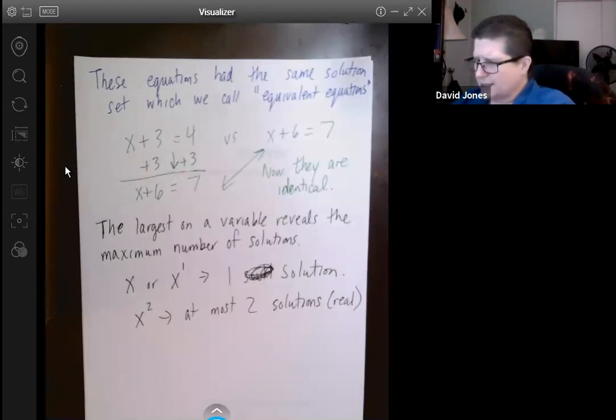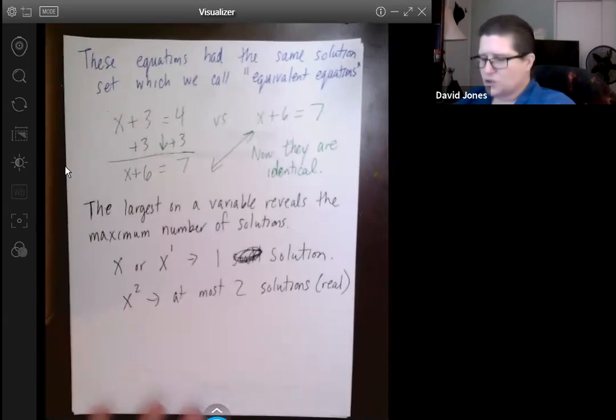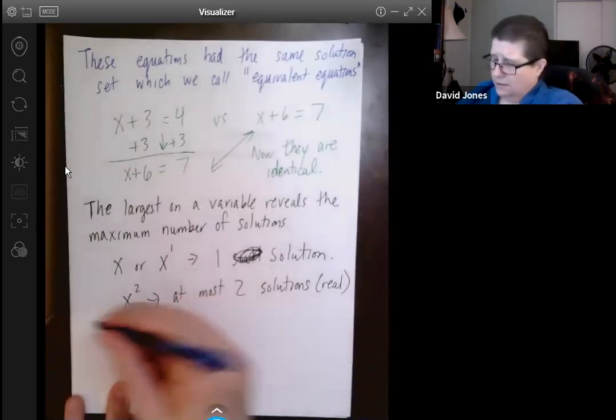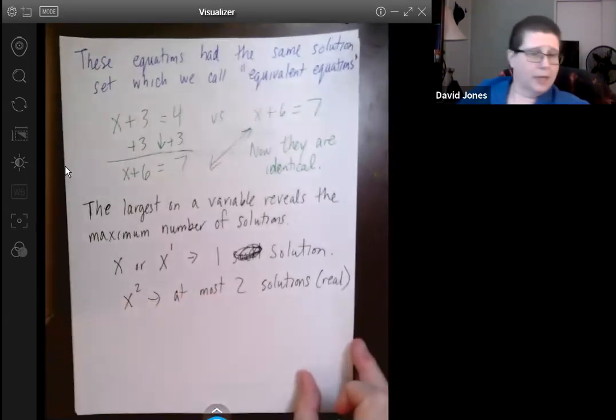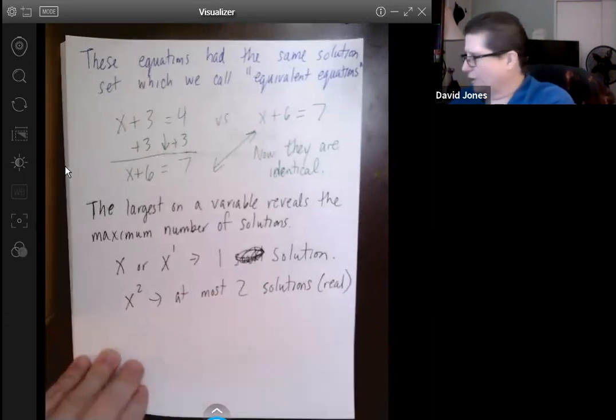Notice what I did here. I added 3 to both sides. If you can do that, this is one of the properties of algebra. So maybe I'll do this on another page. We have the addition and multiplication properties of equality.